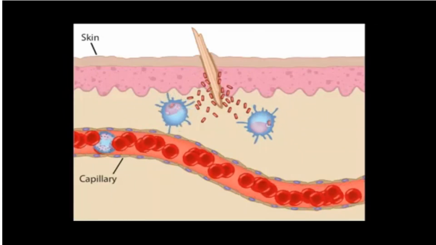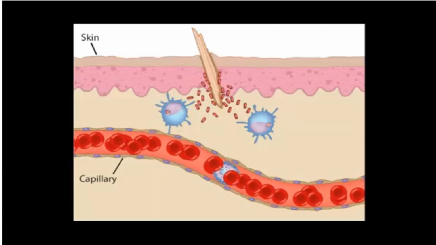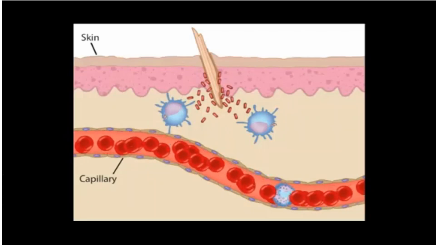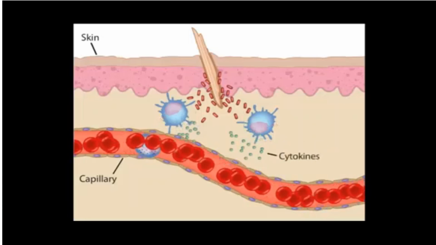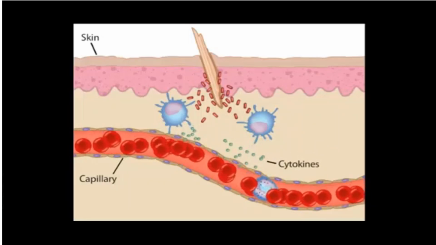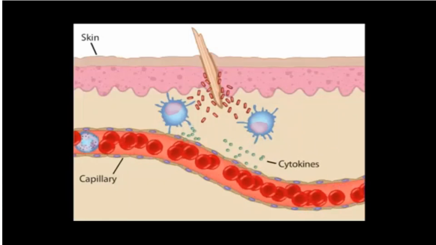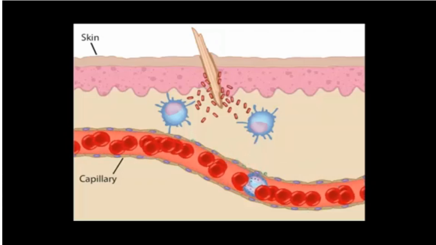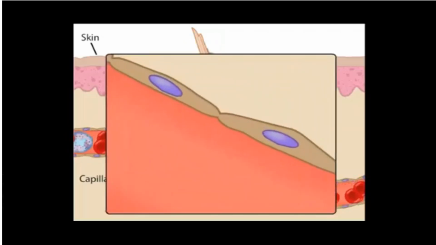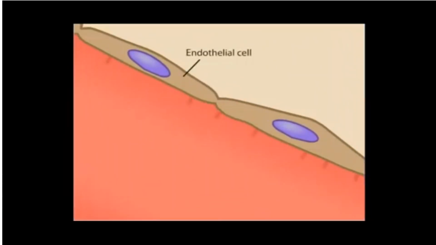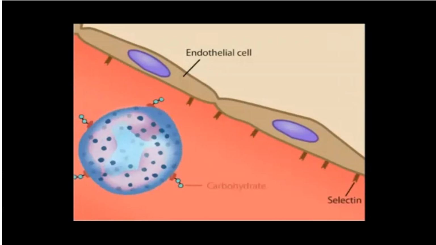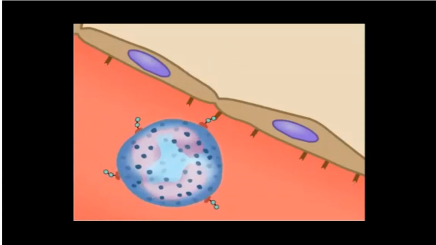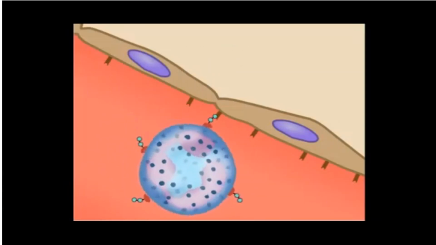In response to the infection, macrophages release a number of chemicals, including those called cytokines. Cytokines are small proteins that regulate the immune response. Some diffuse into the vasculature and stimulate endothelial cells to express specific receptors called selectins. Selectin binds to carbohydrates on the surface of neutrophils, snagging the cells as they flow by in the bloodstream and slowing them down such that they roll along the endothelium.